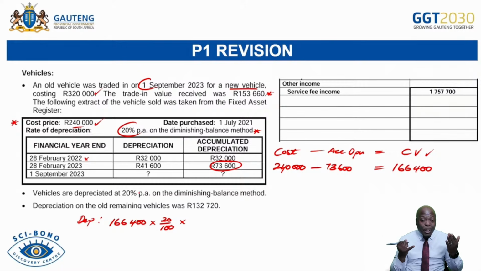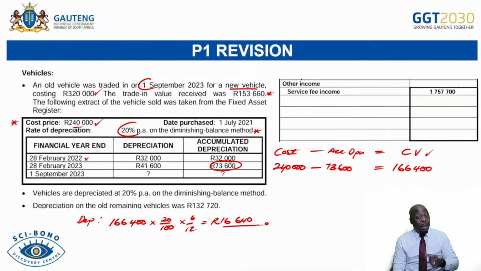No, because it's the 1st of September. How many months are we going to get there? We're going to end up with 6 months. So it's going to be 6 over 12. If you quickly punch that in your calculator, you should get depreciation, which is 16,640. That becomes your depreciation for this year, for the 6 months that we have had this particular asset for.